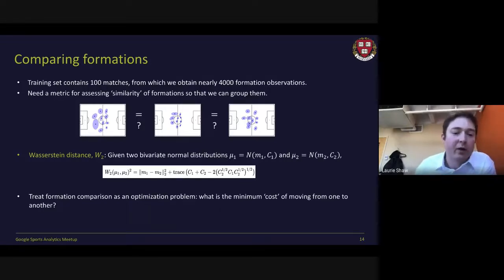So we really treat this whole thing as an optimization problem. Essentially, what is the minimum cost of moving from one formation to another? So this is basically solving the linear sum assignment problem, which we do with the Kuhn-Munkres algorithm.